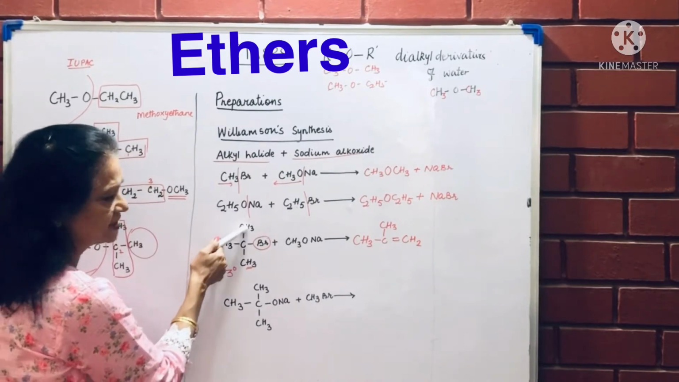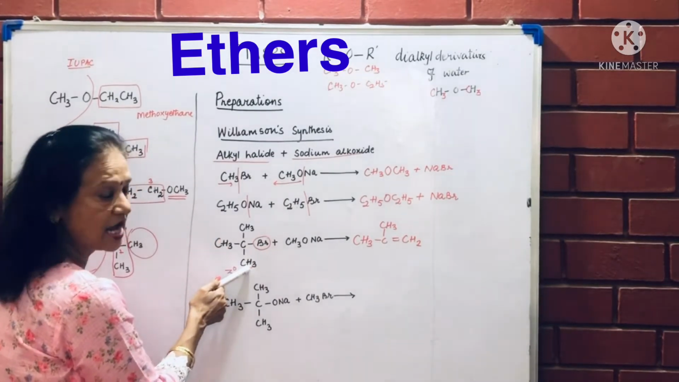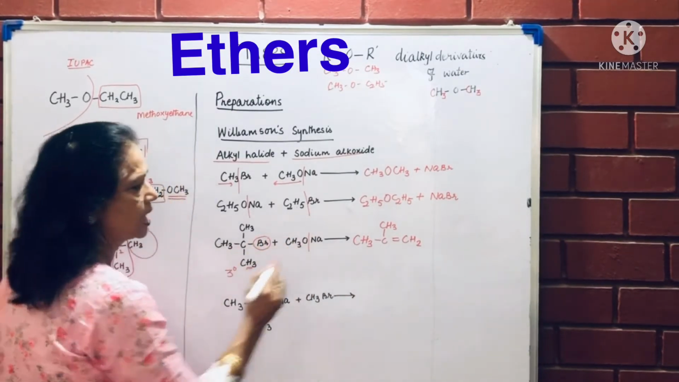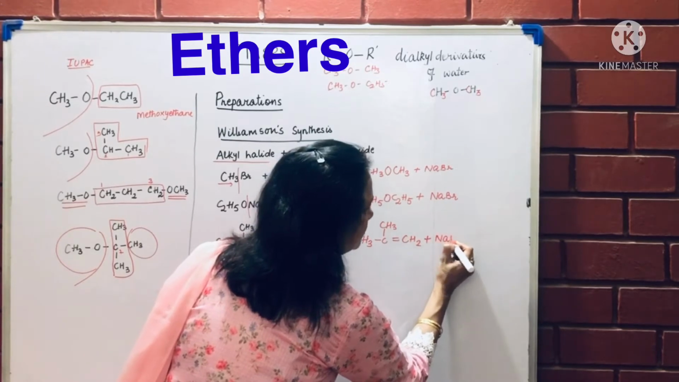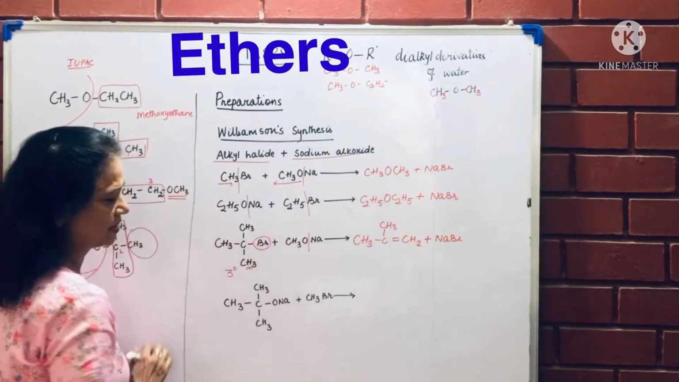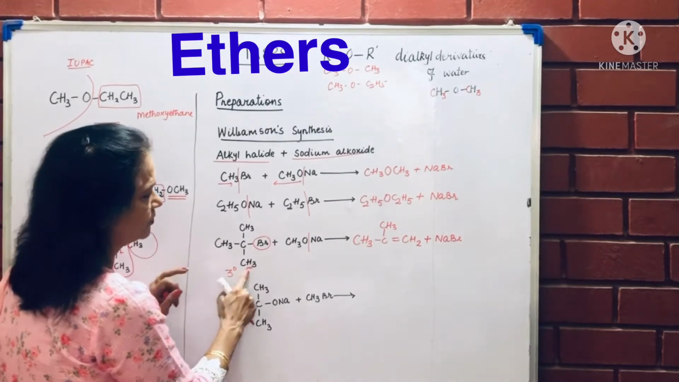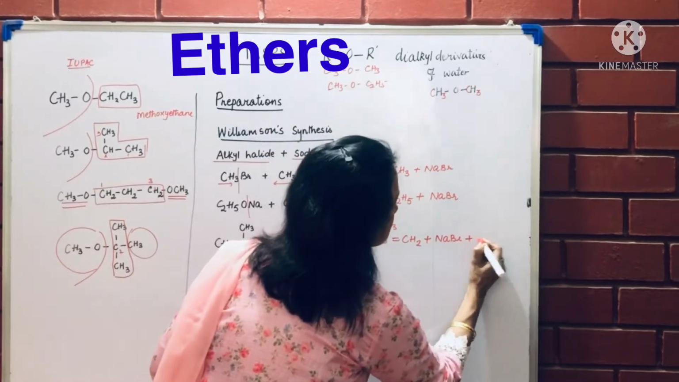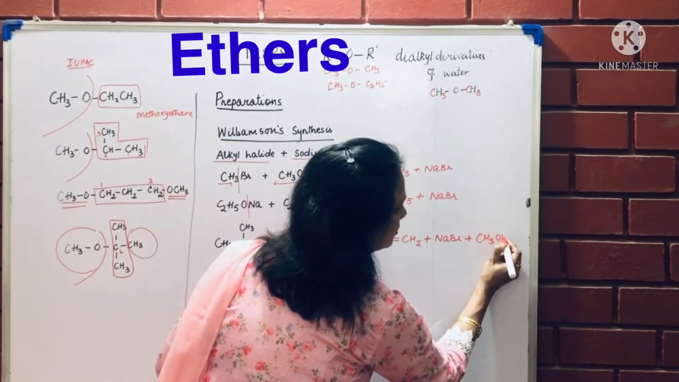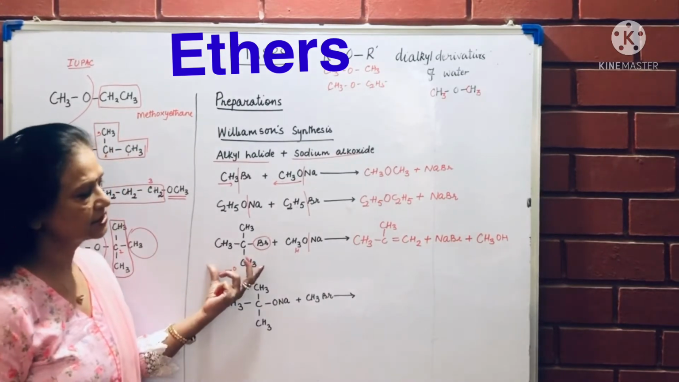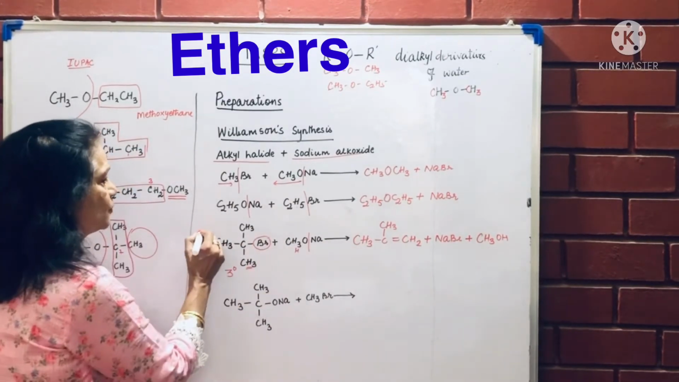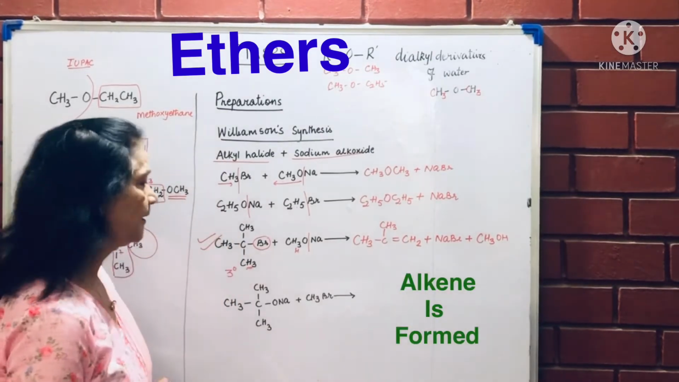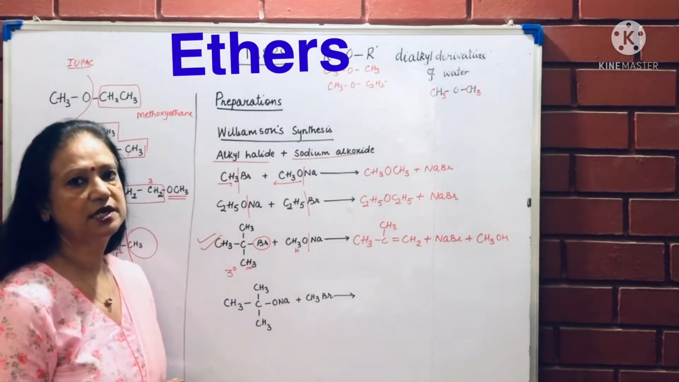So I've written CH3 as such. I've removed one hydrogen from here, so it becomes CH2. From here, I'm making NaBr. This Na and this Br. I've also taken out one hydrogen from here, which gets attached here. So CH3OH. So when tertiary halides are taken, ethers are not formed. So we'll say this is the limitation of Williamson synthesis, that we should not use tertiary halide.